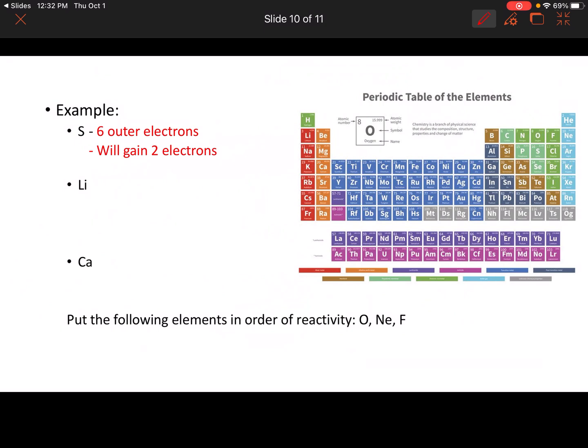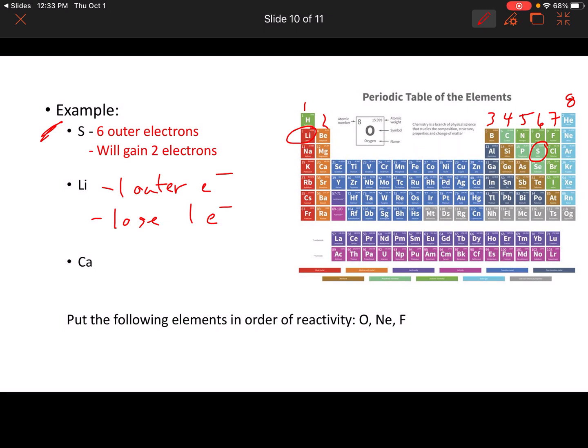So looking here, how you do this, you're going to find sulfur. I'm looking at this first example here, sulfur, so we find it, and I'm just going to put these numbers on top here again. Okay, so I know that sulfur has 6 outer electrons. I'm going to write 6 outer electrons, and it's going to gain 2 electrons because it's easier for it to gain 2 than it is for it to get rid of 6. Okay, next example, we'll try lithium. So we find lithium. It's got 1 outer electron. And what's it going to do? It's going to lose 1 electron.